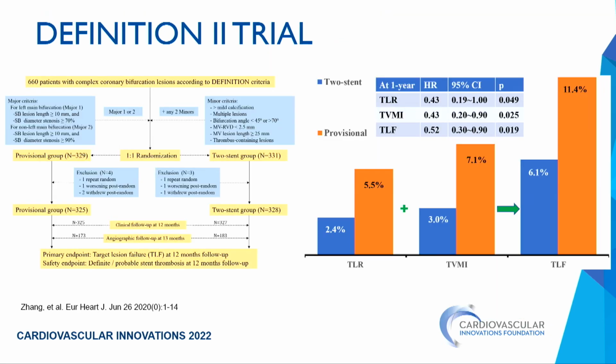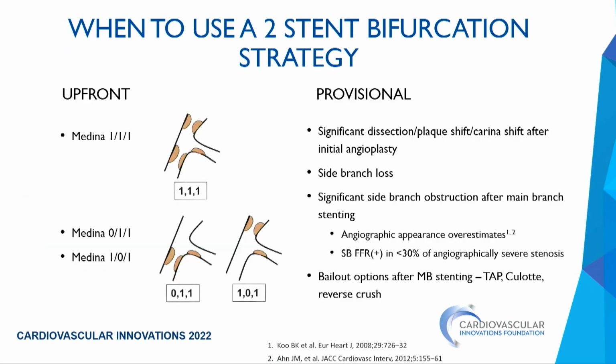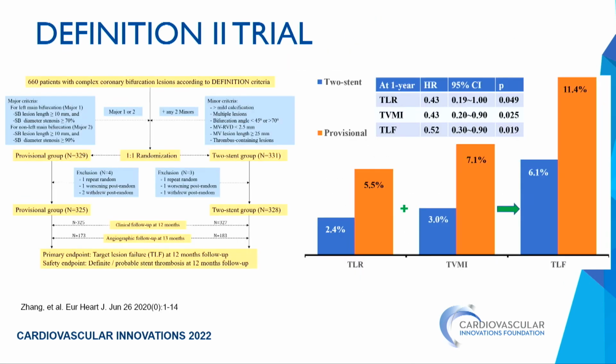And then finally, I'd like to highlight the Definition 2 trial. I think this was a really important trial because not only did it look at true bifurcation lesions, but it really identified lesions that were highly complex. In previous trials, oftentimes the inclusion criteria for a significant lesion in the side branch was anything over 50%. But in the Definition 2 trial, to be included, if it was the left main, the side branch had to have a greater than 70% stenosis with a lesion of at least 10 millimeters in length. And if it was a non-left main, it had to be a 90% stenosis in the side branch.